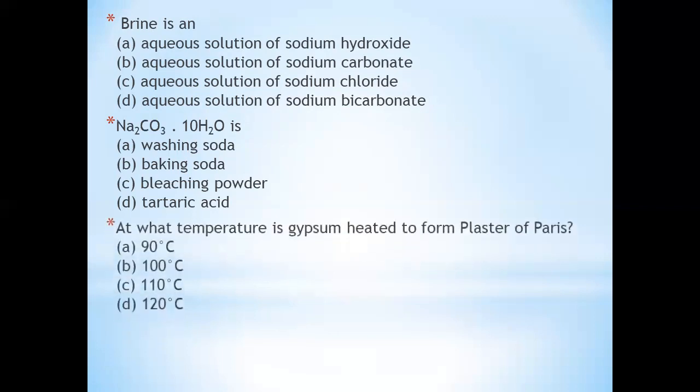At what temperature is gypsum heated to form plaster of Paris? Answer is B option, 100 degrees Celsius. So correct option is option B. Gypsum is calcium sulfate dihydrate, that is CaSO4.2H2O, and plaster of Paris is calcium sulfate hemihydrate. Hemi means half water of crystallization, that is CaSO4.1/2H2O.